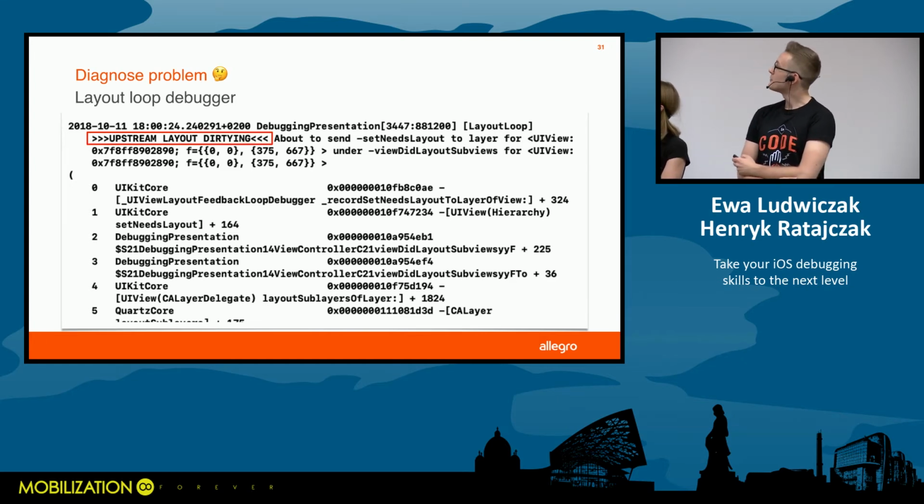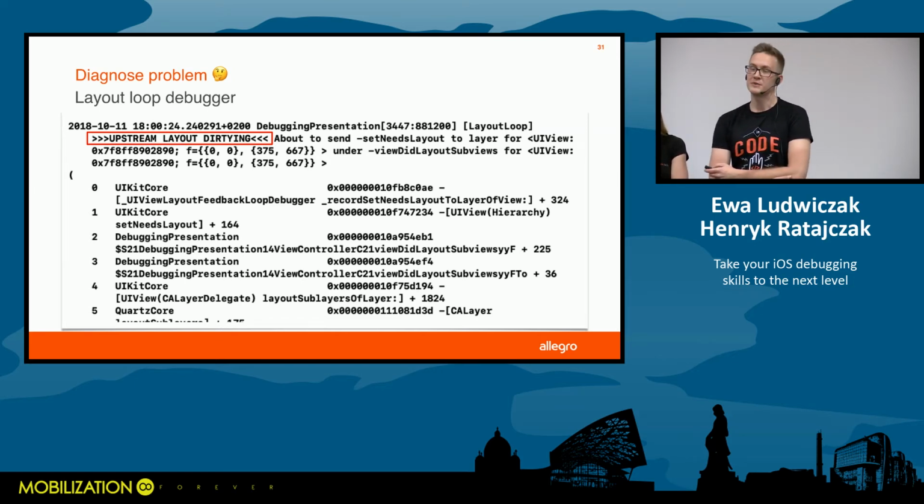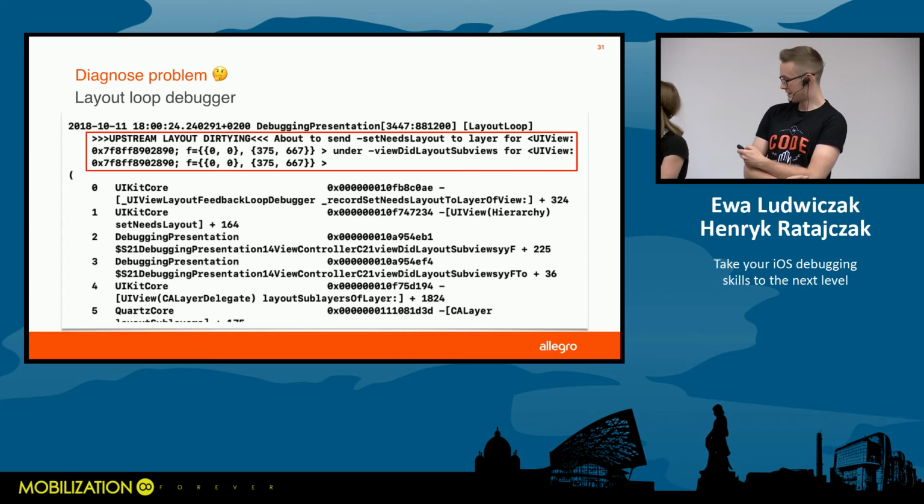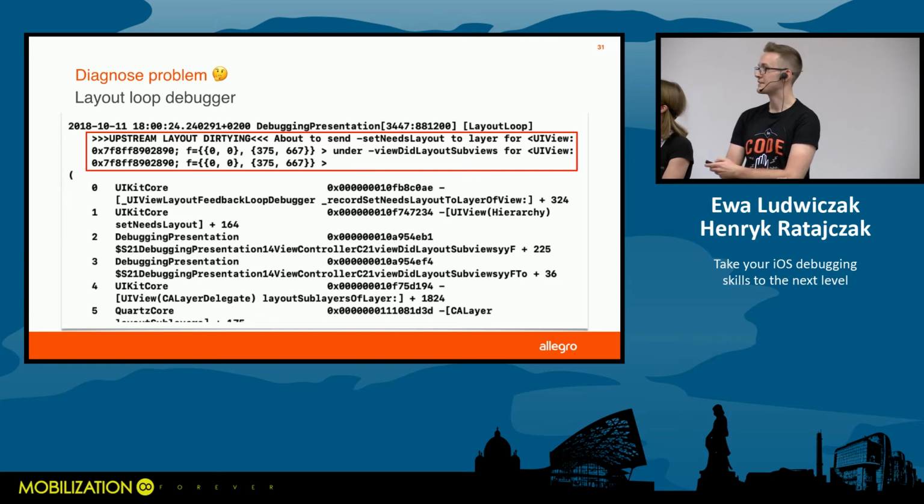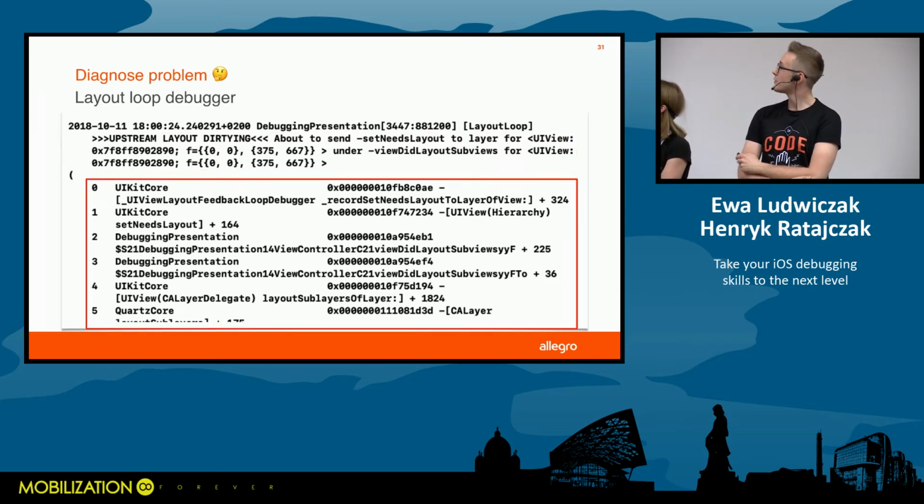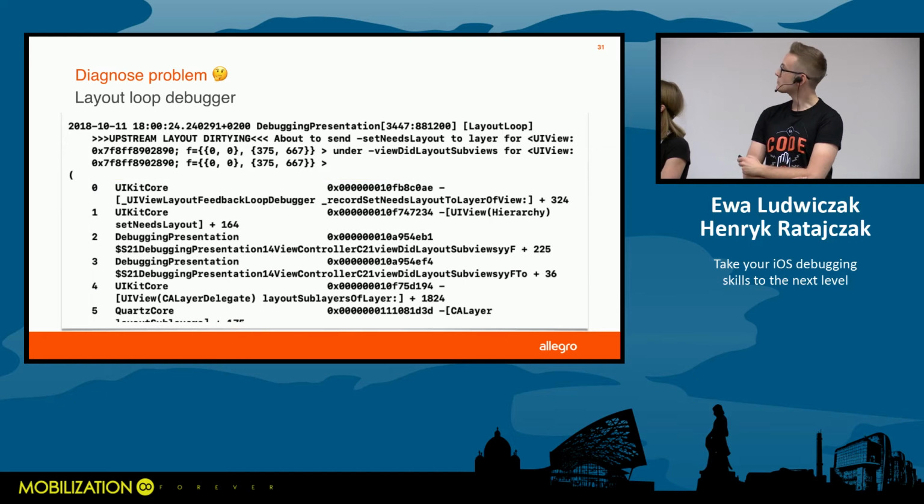The app will inform you that in this sample project that we had, upstream layout dirtying happens, which means that a view is updating either its parent or itself, which is illegal because this will lead to a loop. Aside from that, you get a pretty clear diagnosis that setNeedsLayout is called under viewDidLayoutSubviews, which is exactly the problem that we introduced and the tool found it, along with a call stack where it happened.